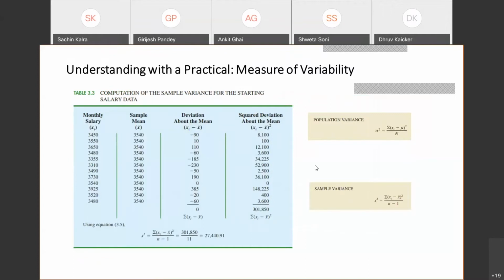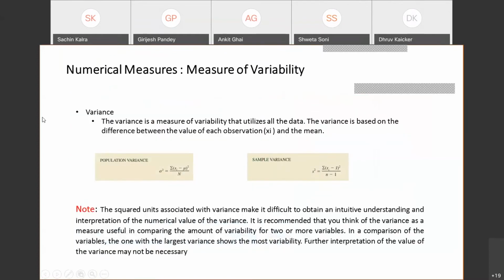Now we talk of variance. The variance is a measure of variability that utilizes all the data. The variance is based on the difference between the value of each observation and the mean. So this is how we calculate, this is just the formula of variance. One thing is, you see there's a square here. This mu is actually the mean. We're taking the squared difference, summing it, and dividing it by the total number of observations.